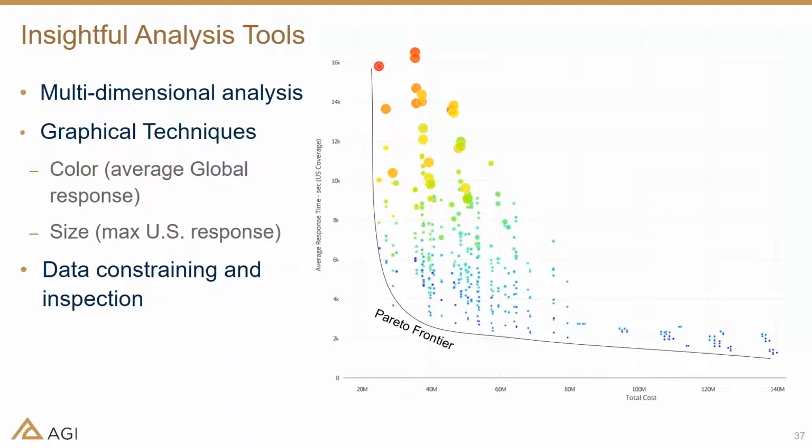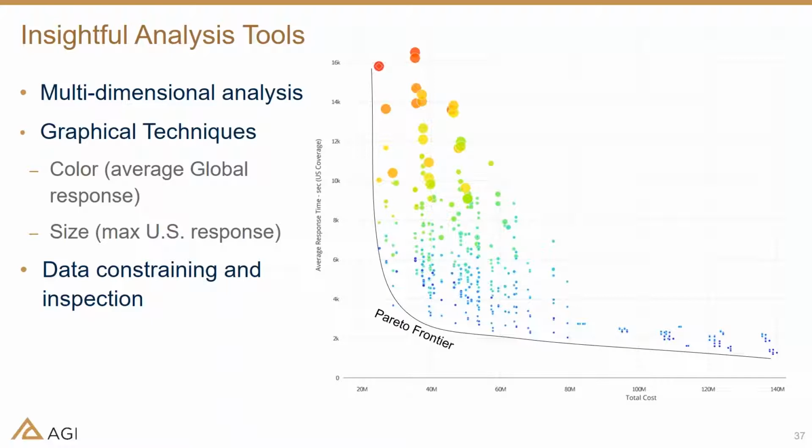So that's a great tool and technique to identify where logical breakpoints are in this multidimensional data. The only problem is that we're really only looking at 2 dimensions when we do this kind of analysis. So we can take advantage of some other graphical techniques to overlay some other dimensions. In this case, we take advantage of color to represent the average response time for our global area of interest, and we look at the size of the distributed points to represent the worst case system response time in our U.S. area of coverage. Fortunately, in this case, they all kind of line up very well, but that's not always the case.